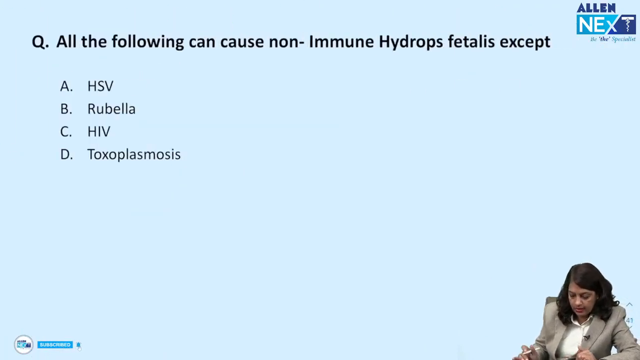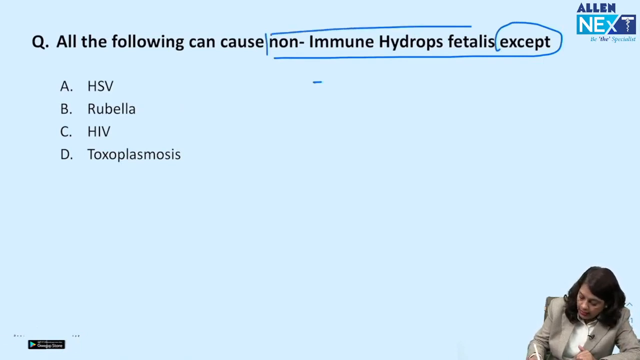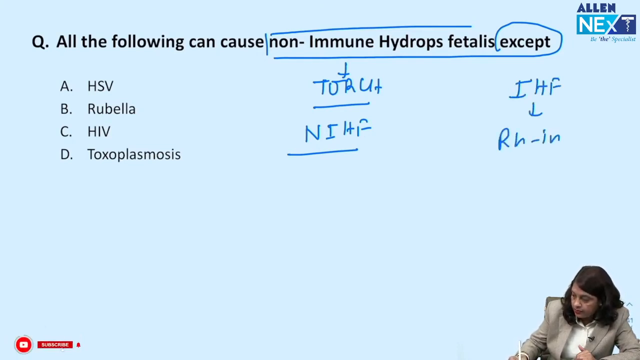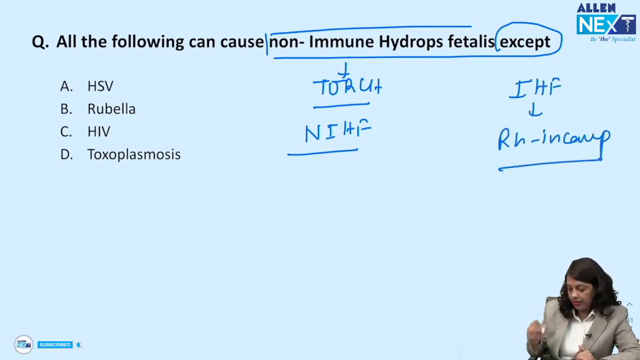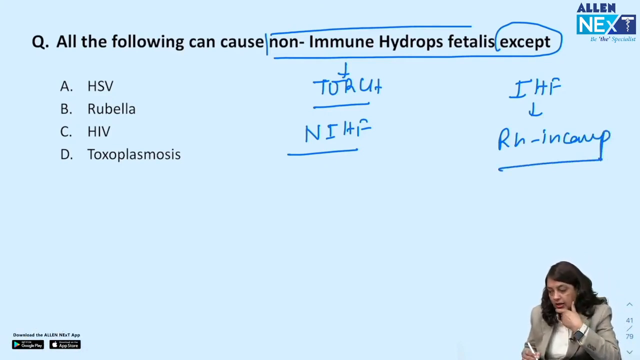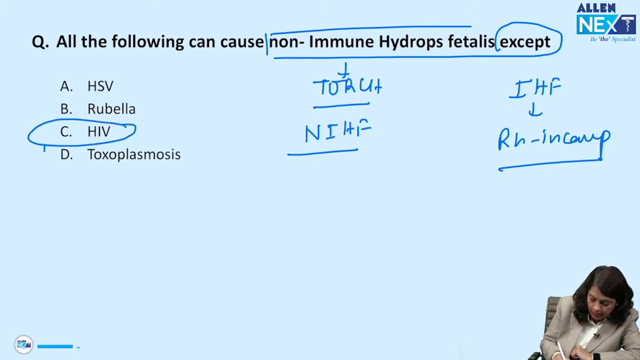Fine. Next, all of the following can cause non-immune hydrops fetalis except. Torch infection is very important cause. This is called as non-immune hydrops fetalis, and immune hydrops fetalis, which is the cause? RH incompatibility. ठीक है, so कौन सा टॉर्च इन्फेक्शन डज नॉट कॉज नॉन इम्यून हाइड्रोप्स फिटालिस? सो द आंसर इज HIV.